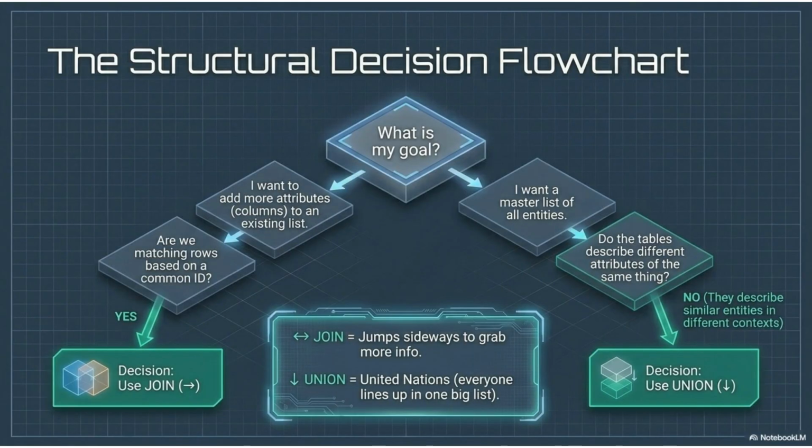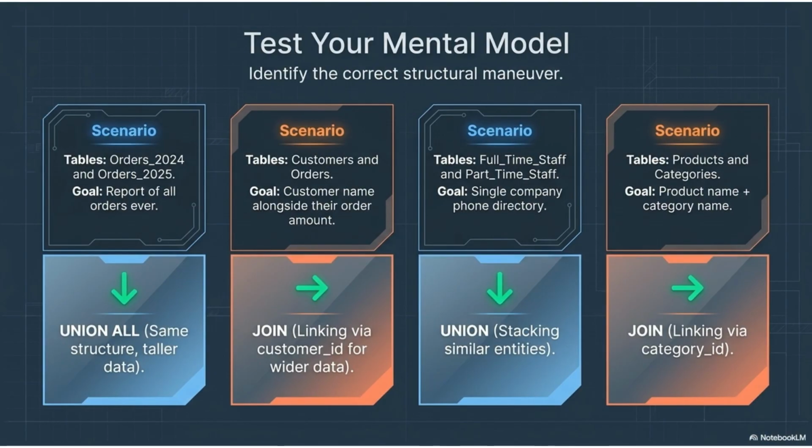Follow this flowchart to decide. Ask yourself if you want to add columns or simply stack tables. If you are linking records by a common ID, use join. Otherwise, use union. Let's test your mental model.